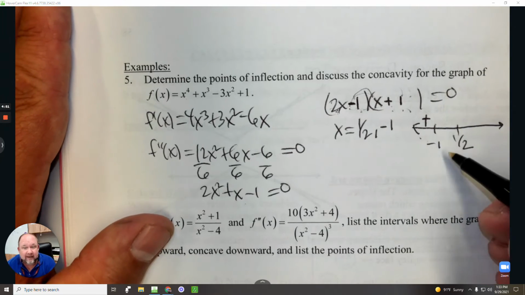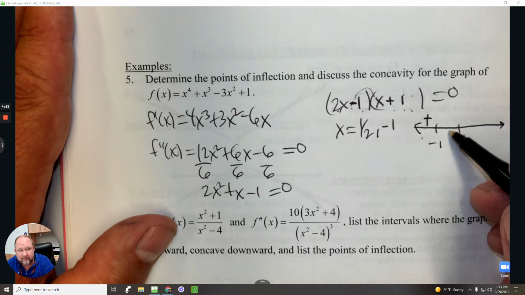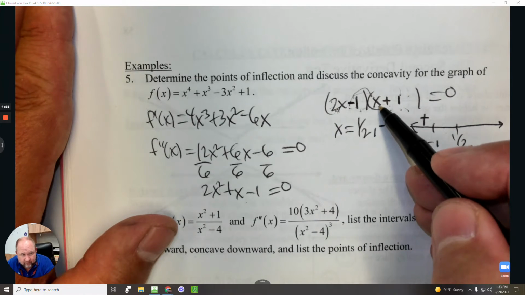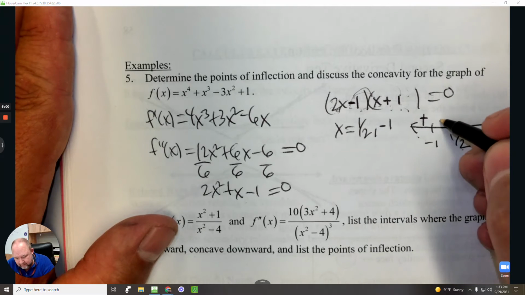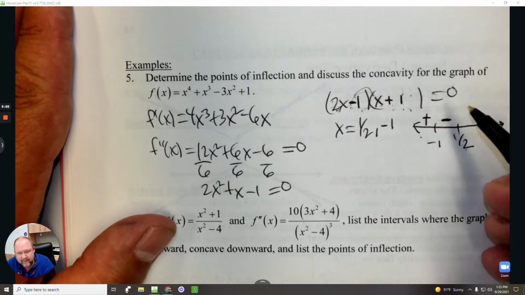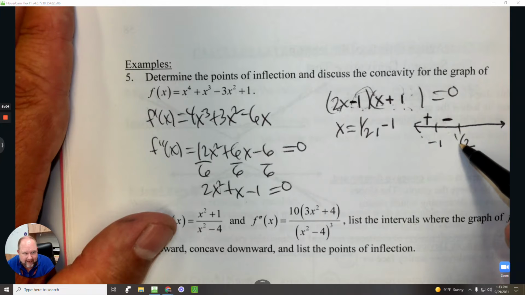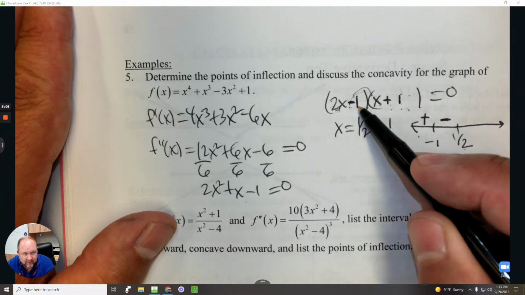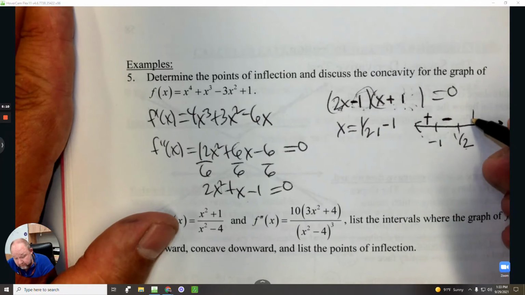Plug in a number between -1 and 1/2. 0 is probably your best one. So if I plug in 0, the first factor is a negative, and the second is a positive. So a negative times a positive is negative. Then plug in a number bigger than a half, like 10 or something. Plug in 10, and you can see it's a positive times a positive, which is positive.